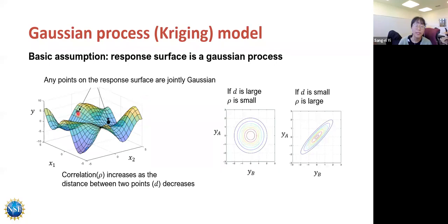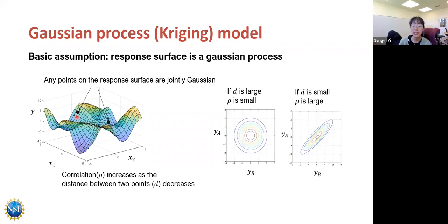So it means that the response at this point, whatever the y value is, will follow a Gaussian distribution, and the other point will also have a Gaussian distribution. And since they are jointly Gaussian, they will have some correlations. Another assumption is that the correlation between two responses increases as the distance between the two points decreases.